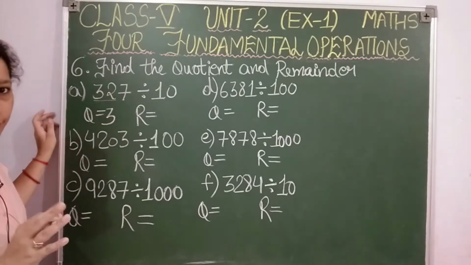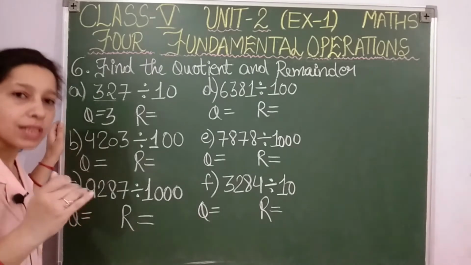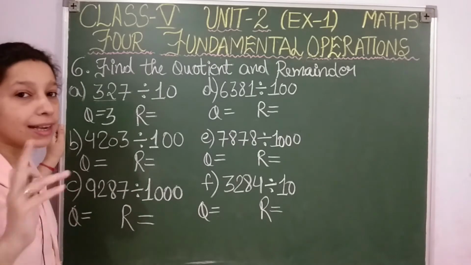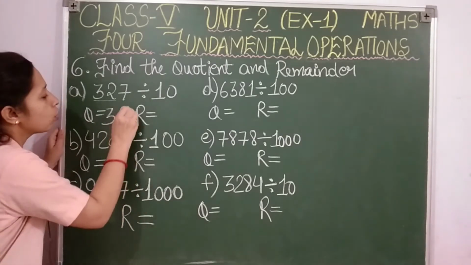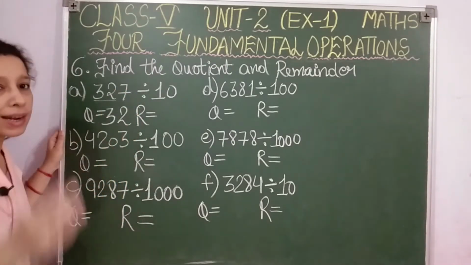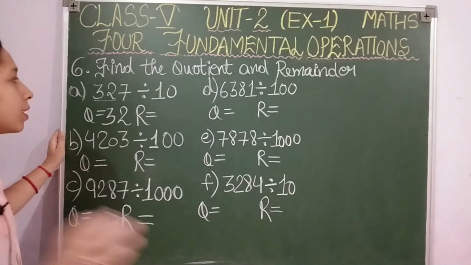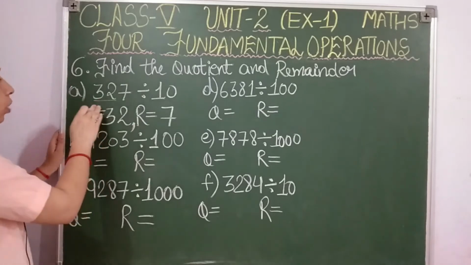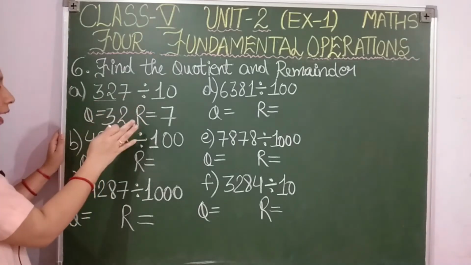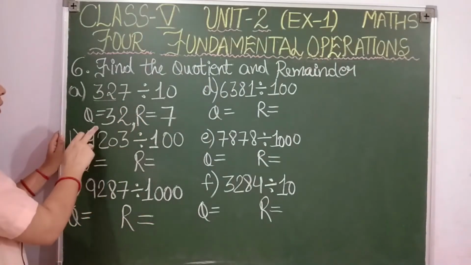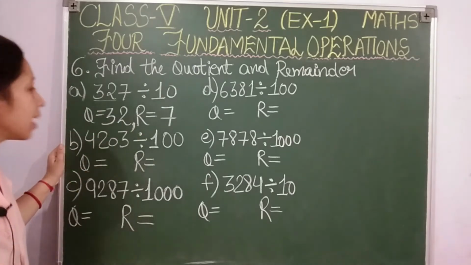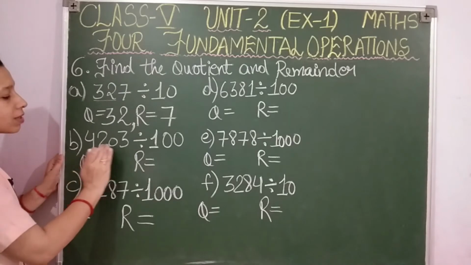Bring down 7, it is 27. Now how many times again can you take 10 from 27, students? 10 twos are 20. So now 27 minus 20, how much remains, students? It will be 7. So your remainder will be 7. So 327, if you want you can divide and check. Surely you will get the quotient as 32 and remainder as 7. Clear, students?